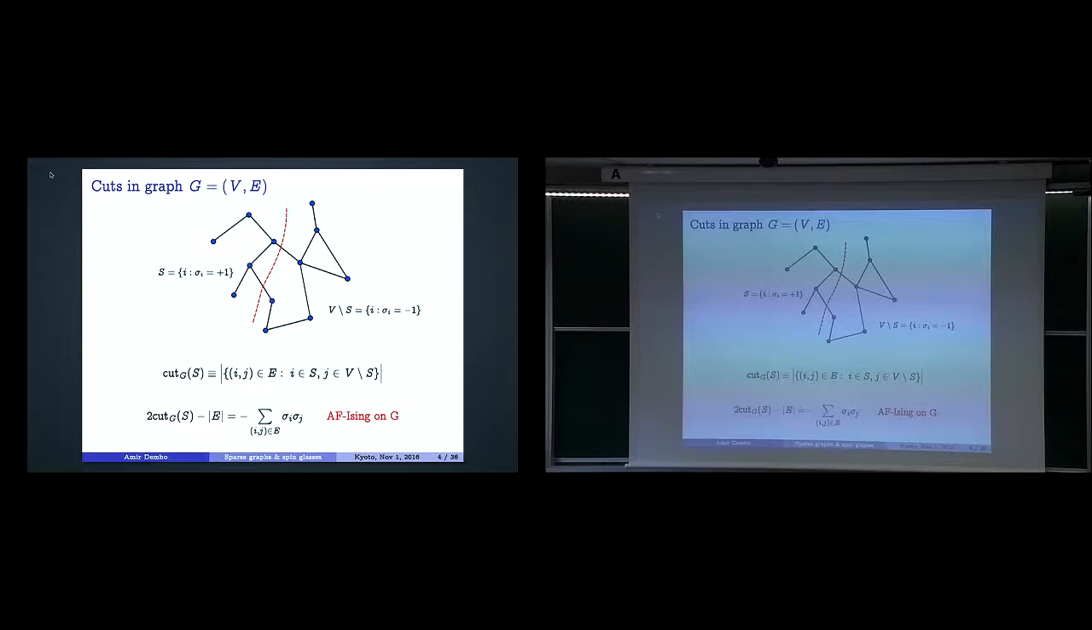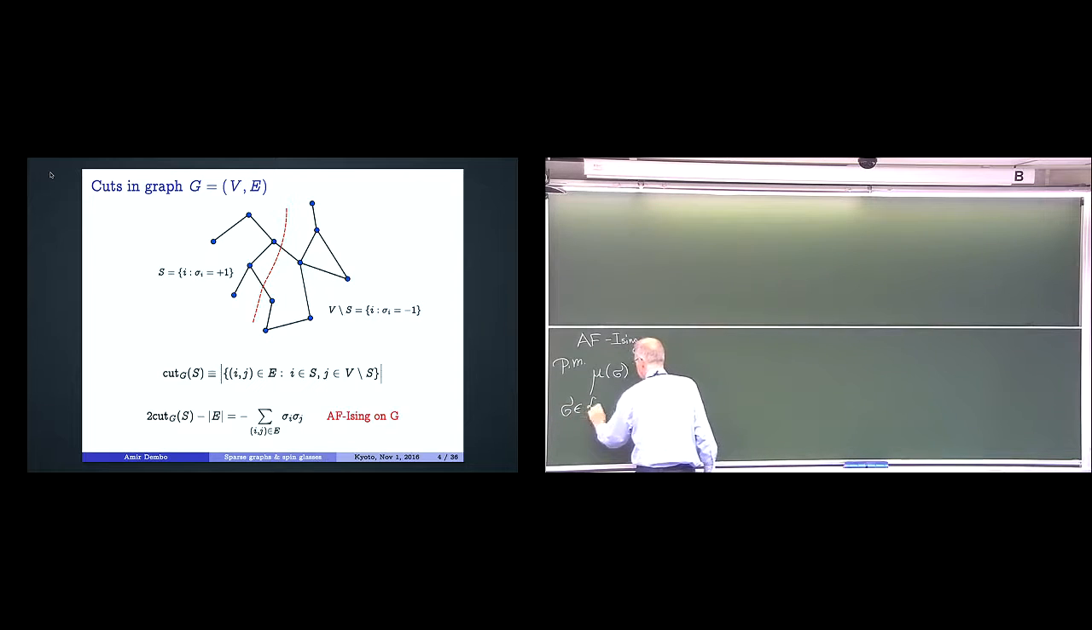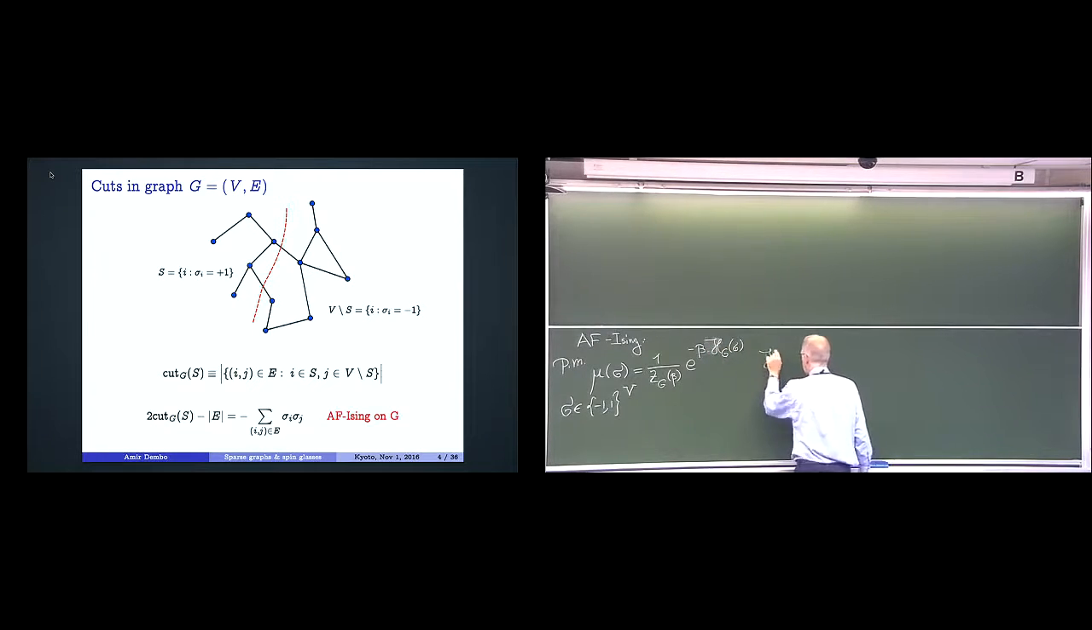So the antiferromagnetic Ising, I remind you, will appear later in later slides. Antiferromagnetic Ising is a probability measure mu on sigma in {-1, 1} to the V, which is normalized, proportional to e to the minus beta H_G of sigma, and H_G of sigma is what appeared in this slide. Okay.